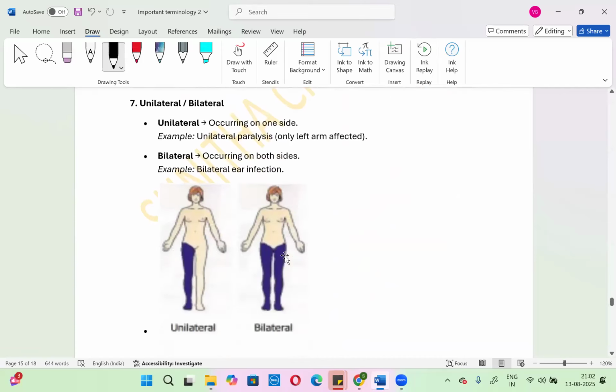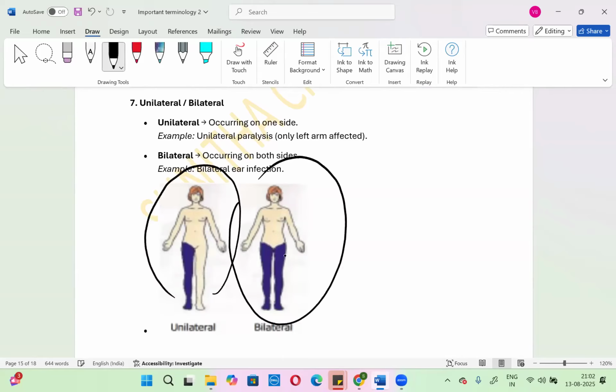Okay. Next. Unilateral, bilateral. What is unilateral? Unilateral is nothing but one side. Bilateral means what? Both the sides, as you can see in the picture. Why? Because you will be coming across these terminologies also.